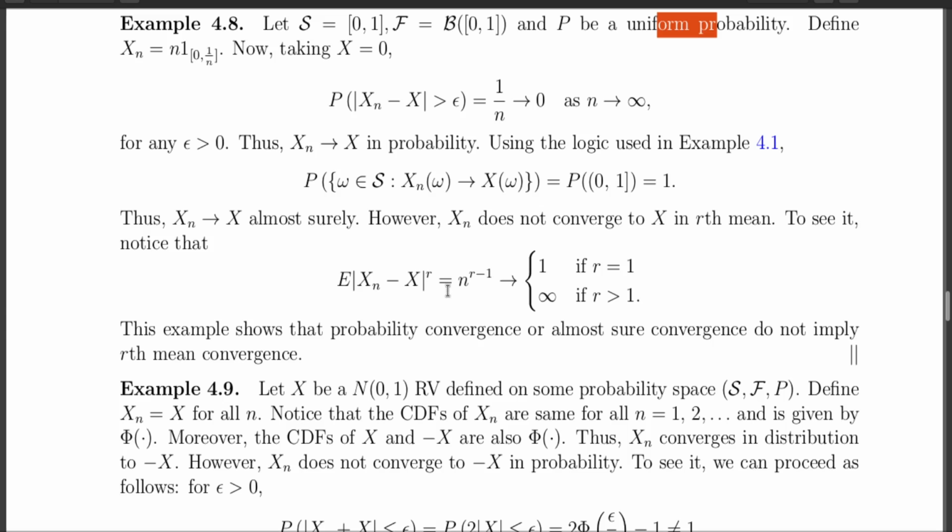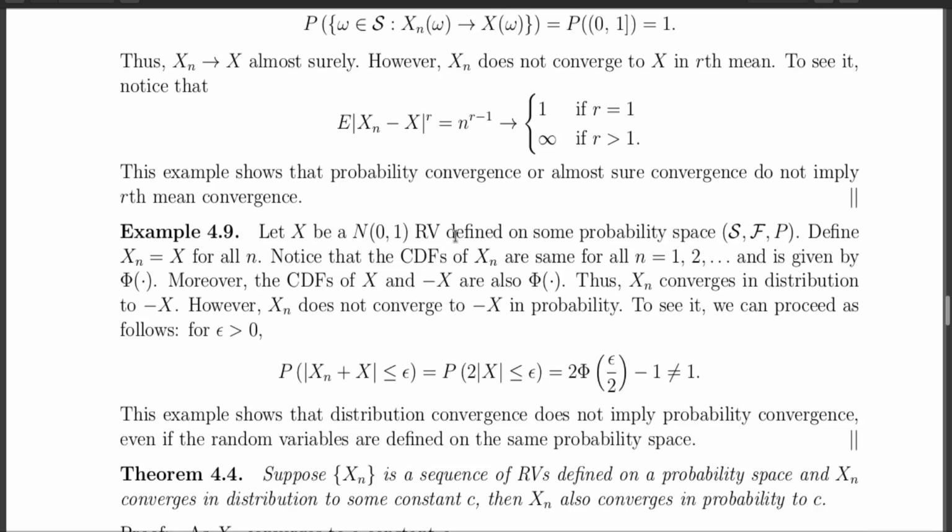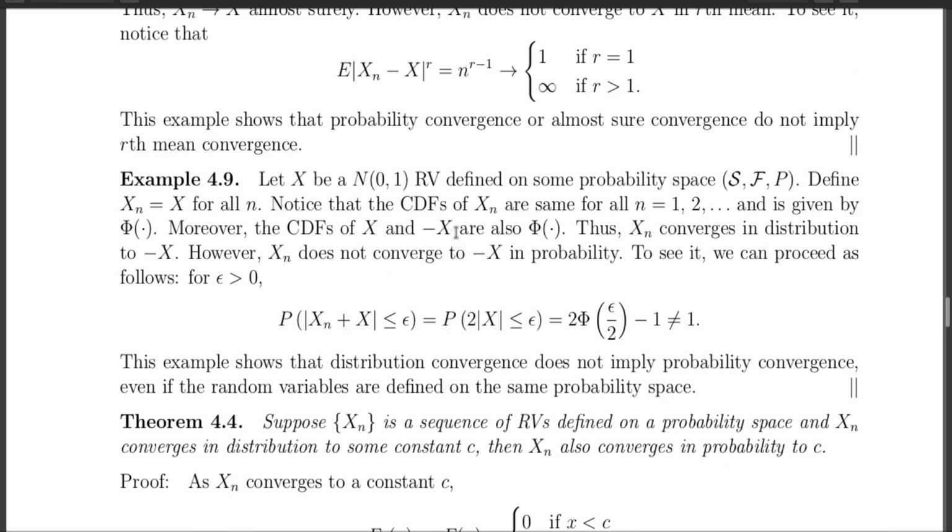Now only one thing is left to show: that distributional convergence does not imply probability convergence in general. And this example is a little bit different. What we do is start with a random variable X, which is a normal 0, 1 random variable, defined on the probability space (S, F, P), but it has a normal 0, 1 distribution. For all n greater than or equal to 1, we take Xn equal to X. So all the Xn's are identical.